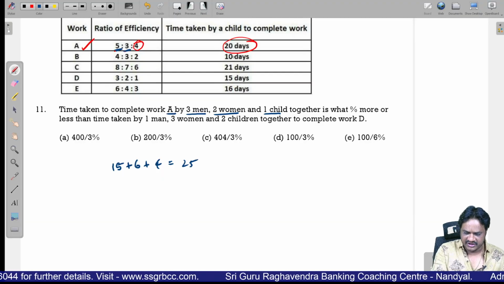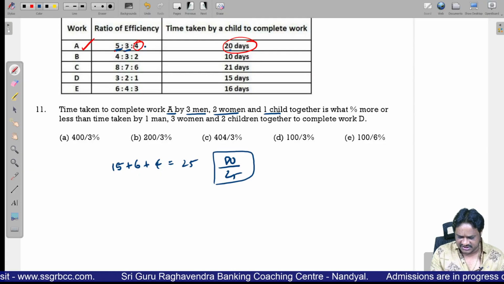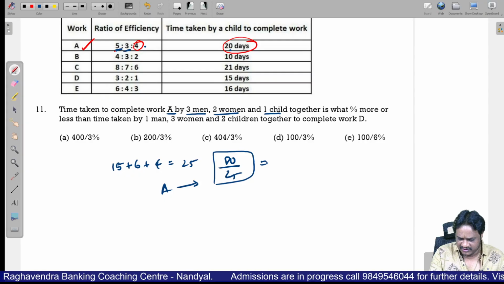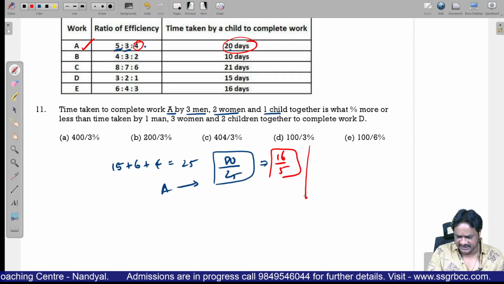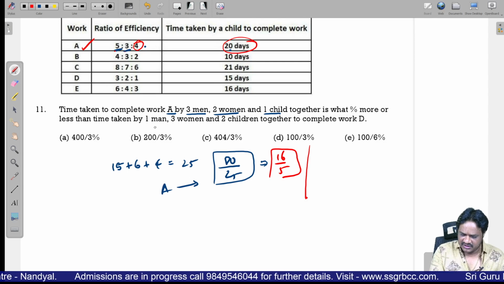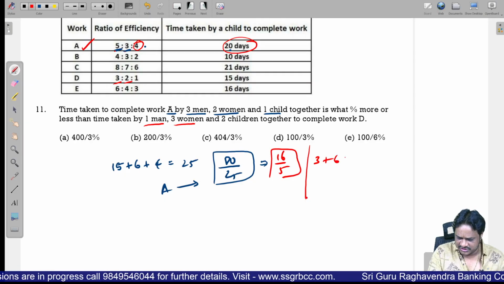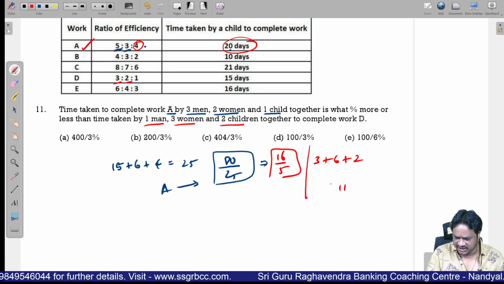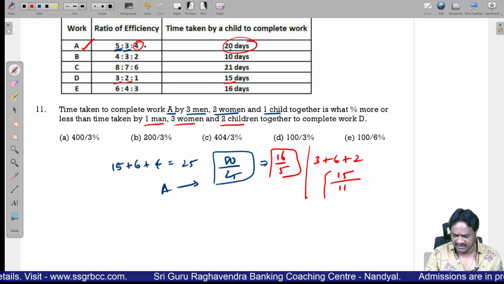What is the total work for A? 20 into 4, 80. So 80 by 25 are the days taken for A. Now 80 by 25, or else if we simplify this, we will get 16 by 5 days. This is A. Now come to D. One man means 3. 3 women, 3 into 2, 6. 2 children, 2 into 1, 2. So total it is 11. Total work 15 into 1, 15. So 15 by 11.